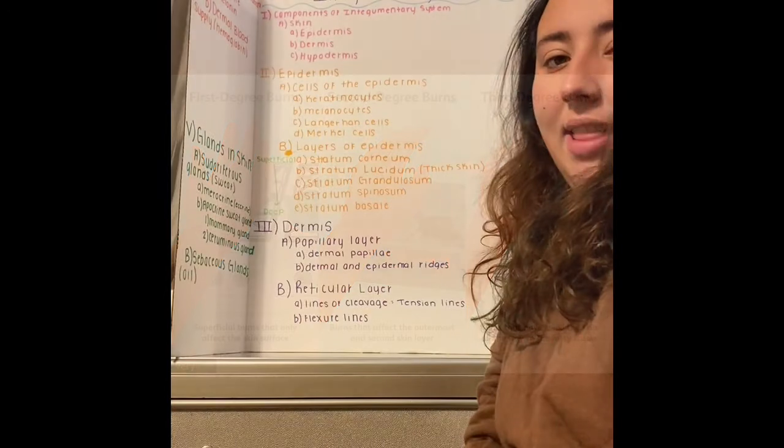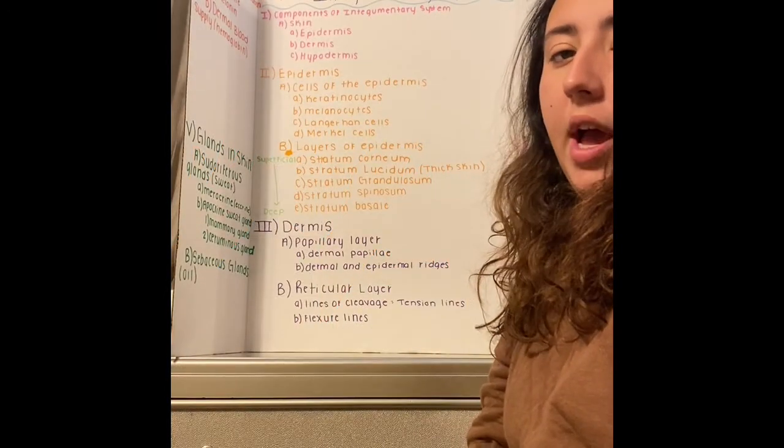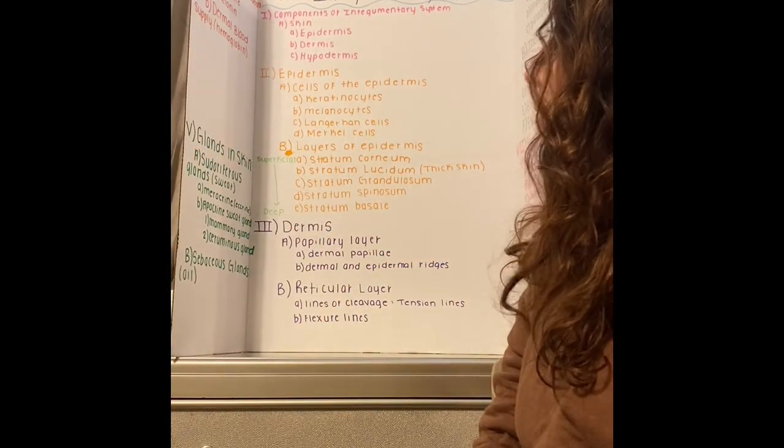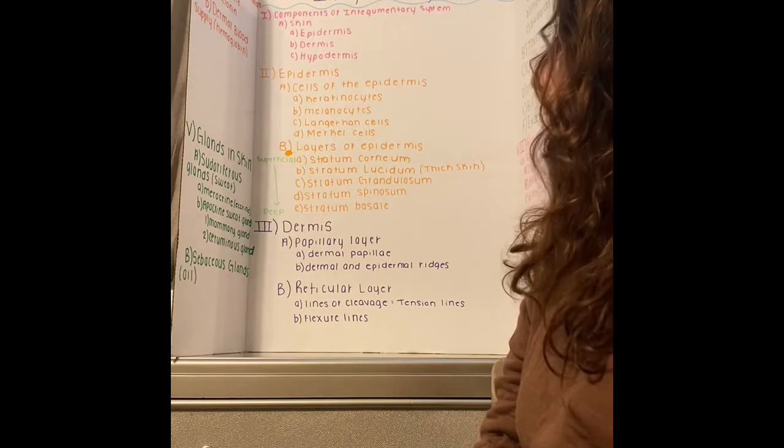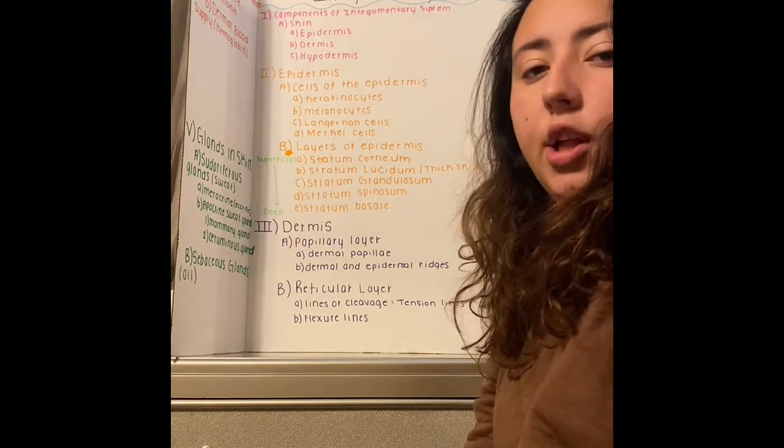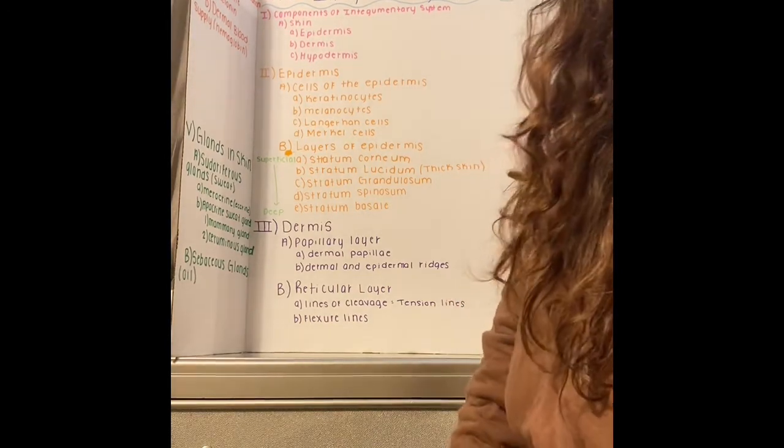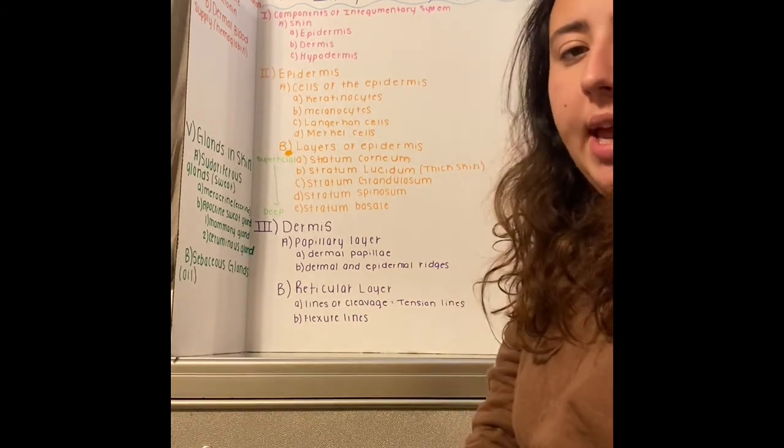My name is Anna, and that was my overview of Chapter 5, the integumentary system, also known as the skin. I went over the epidermis, the dermis, the skin colors, the glands, the functions of our skin, and our homeostatic imbalances.